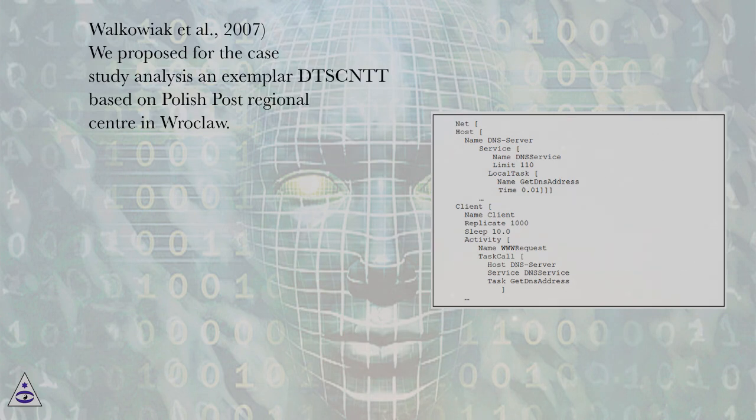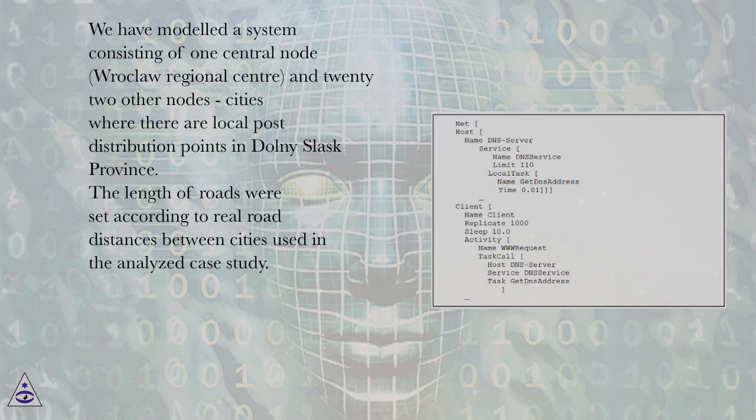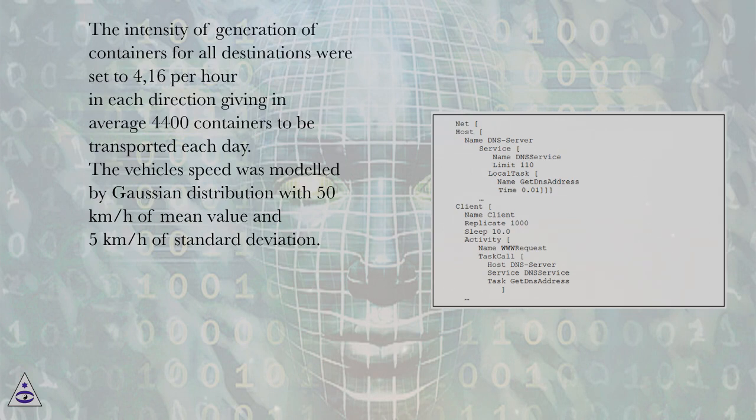We proposed for the case study analysis an exemplar DTS-CNTT based on the Polish Post Regional Center in Wrocław. We have modeled a system consisting of one central node, the Wrocław Regional Center, and 22 other nodes, cities where there are local post distribution points in Dolny Śląsk province. The lengths of roads were set according to real road distances between cities used in the analyzed case study. The intensity of generation of containers for all destinations was set to 4.16 per hour in each direction, giving an average of 4,400 containers to be transported each day.